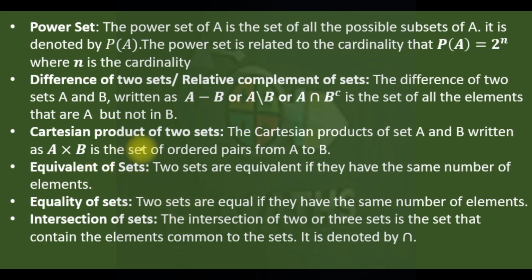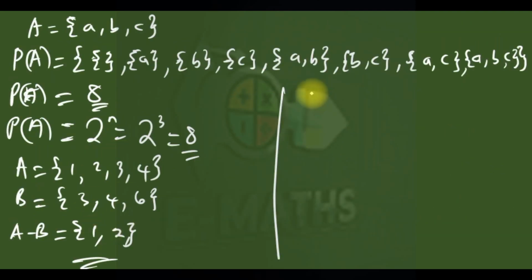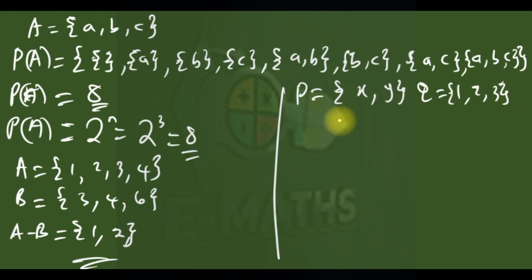So the other one is called the Cartesian product of two sets. The Cartesian product of sets A and B, written as A times B, is the set of ordered pairs from A to B. Yes. So see what I'm saying, if I have P to be X, Y, and Q to be 1, 2, 3. So if I want to get the Cartesian product of P and Q, I will build a set using this P followed by Q. See what I'm saying? We'll start with X.